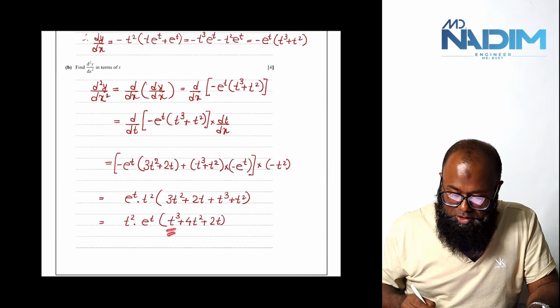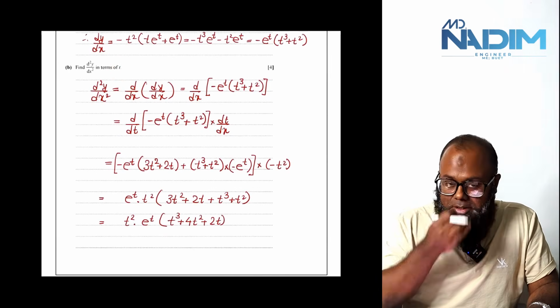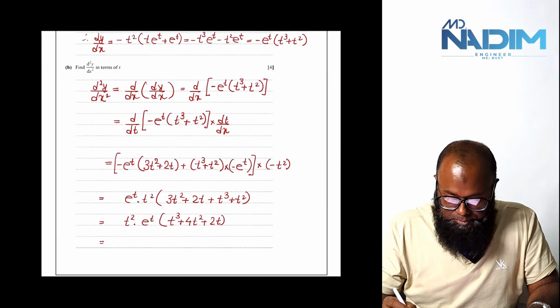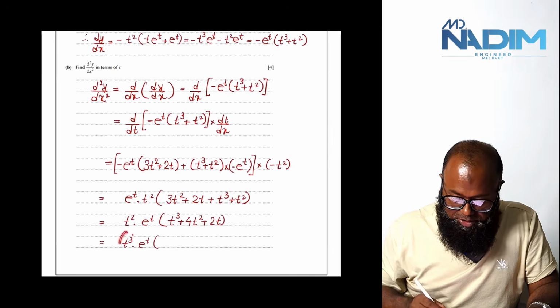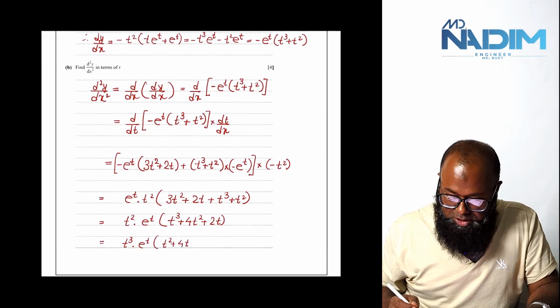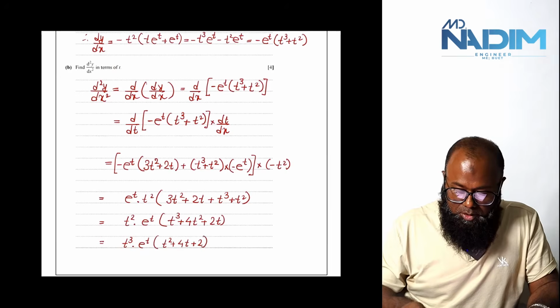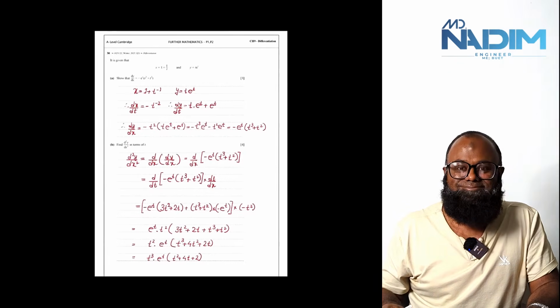Now I can take t common, or I can keep the answer like this because they didn't ask to show. So I'm taking t as common. So it is becoming t cubed e to the power t into t squared plus 4t plus 2. So this is the end of this sum, guys, from the question paper.